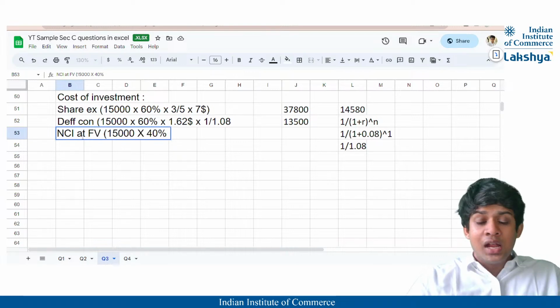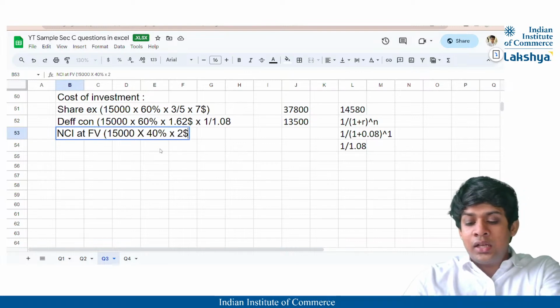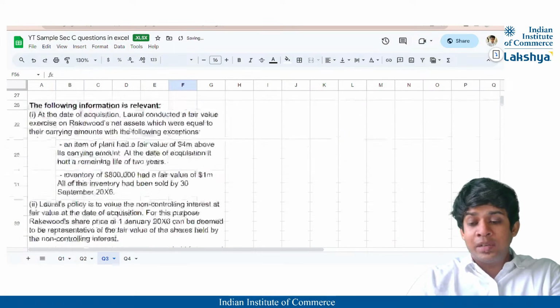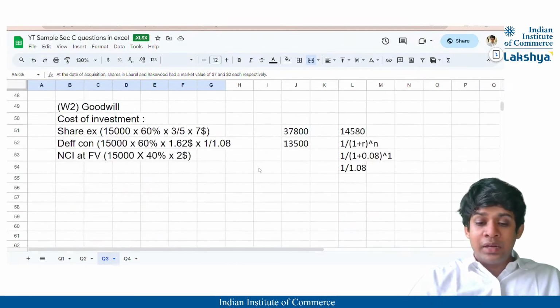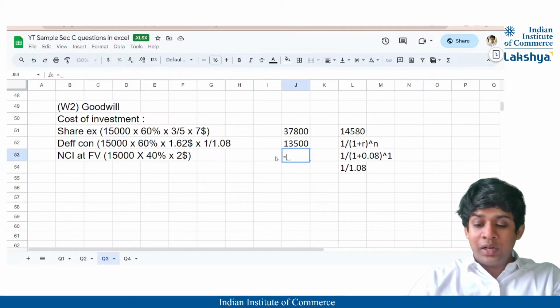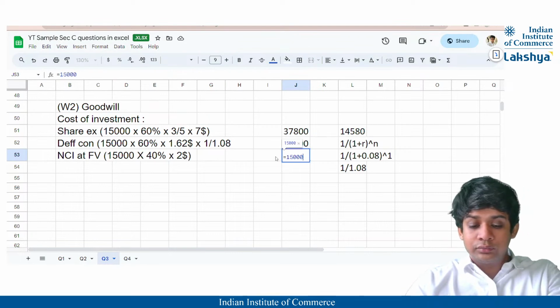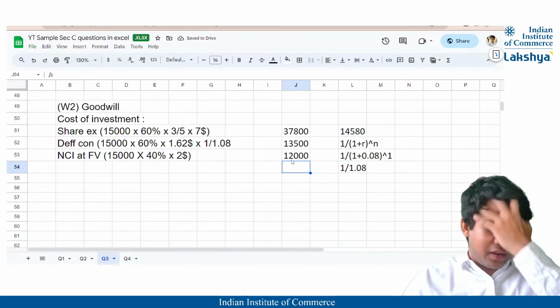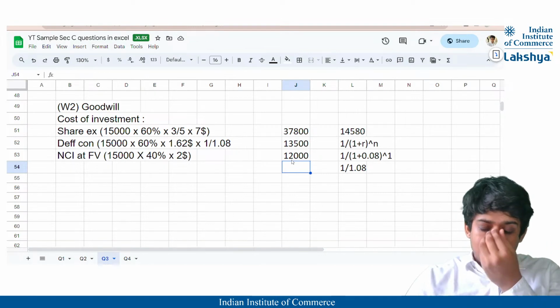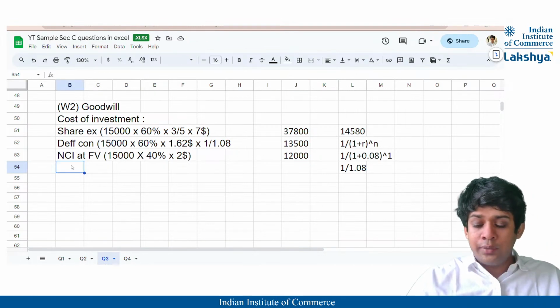And how do you calculate NCI at fair value? It is nothing but the shares that NCI owns multiplied by the share value of the subsidiary company. Okay. So as you can see in the question, the fair value of the subsidiary company is mentioned as $2, right? You can see here it is $2. So I'll just simply calculate this amount. That is going to be nothing but 15,000 into 40% into $2, right? So that will give me NCI at fair value, which is nothing but 12,000. Okay. I hope this part is clear to you all, right?